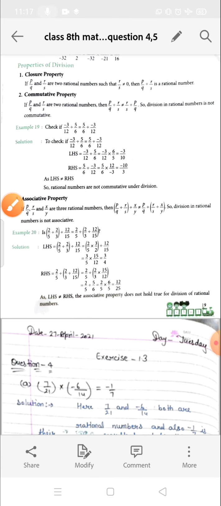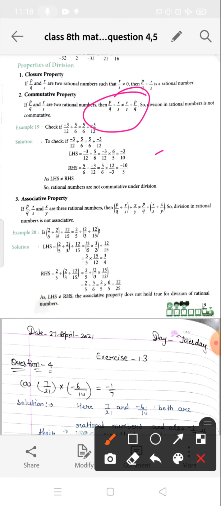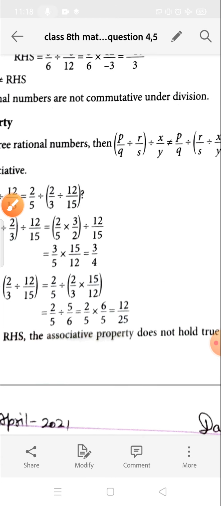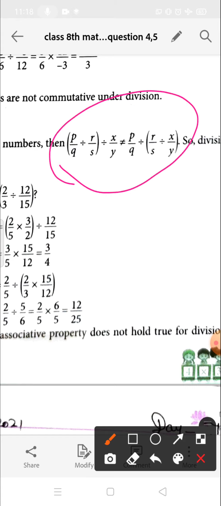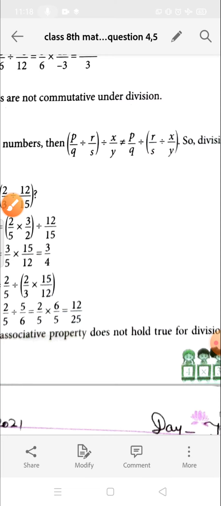Let us look here. p by q divided by r by s is not equal to r by s divided by p by q. So division of rational numbers is not commutative. Clear? So this is the commutative property. Same for the associative property. Look here. p by q divided by r by s in brackets, and the result divided by x by y, is not equal to p by q divided by the result of r by s divided by x by y. Both are not equal, so we can say that division does not follow the associative property. These are the properties of division.